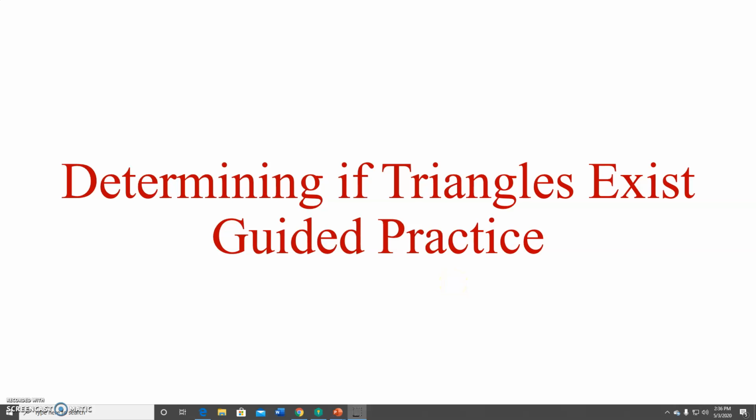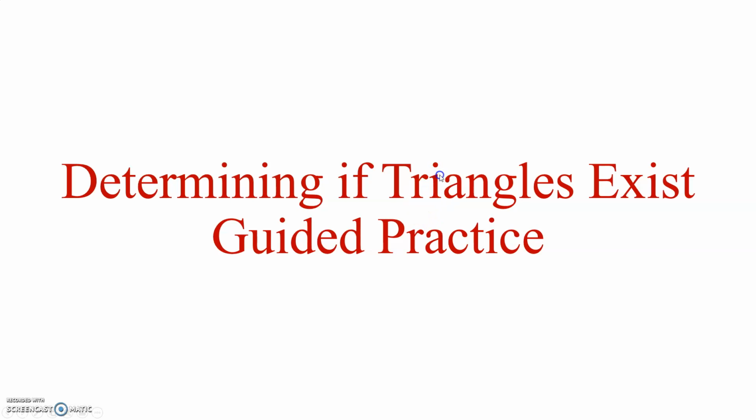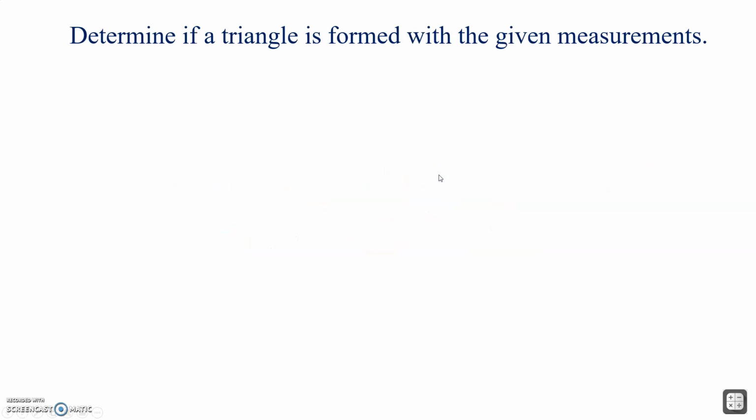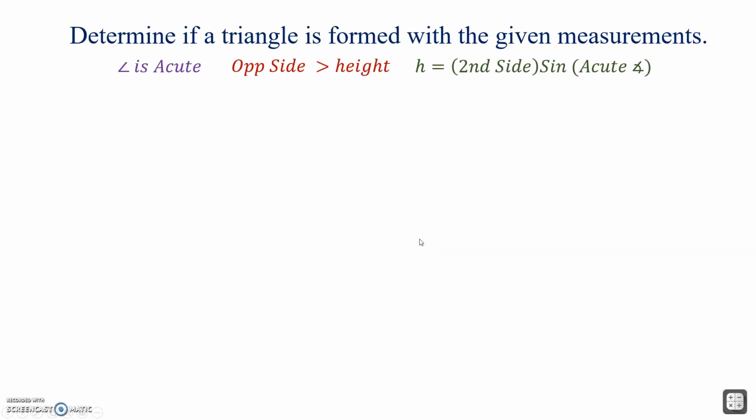All right, we'll work through a few examples on determining if triangles exist. First, we want to do a little review. We saw that if we were given an acute angle, the opposite side must be greater than the height. And to find the height, it's the second side times the sine of the acute angle. If theta, or the angle, is obtuse, then simply the opposite side has to be greater than the second side.